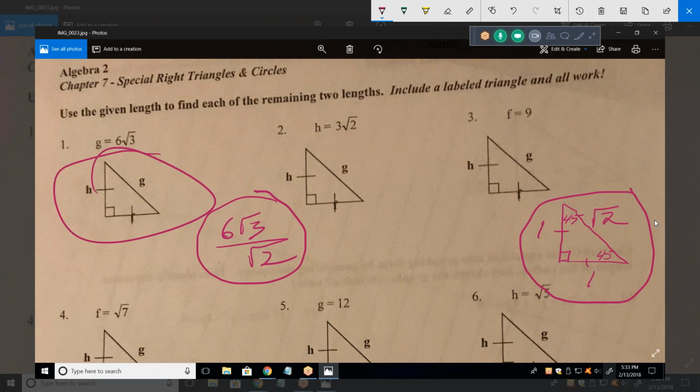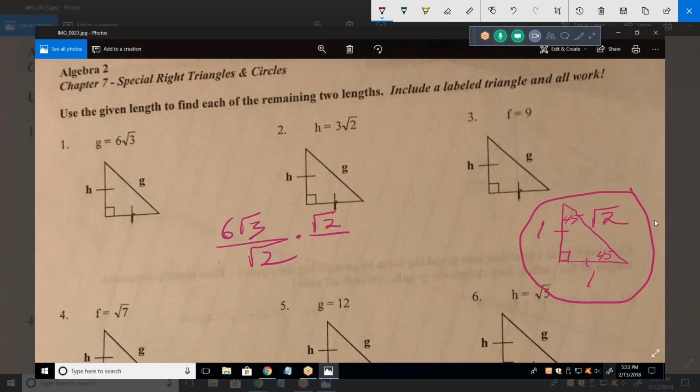Now, I want to rationalize that, right? You know what rationalization means? How do I rationalize that answer? In other words, I don't like having irrational denominators. So how do I turn an irrational denominator into a rational one? Do you times both sides by root 2? Not both sides, but top and bottom.